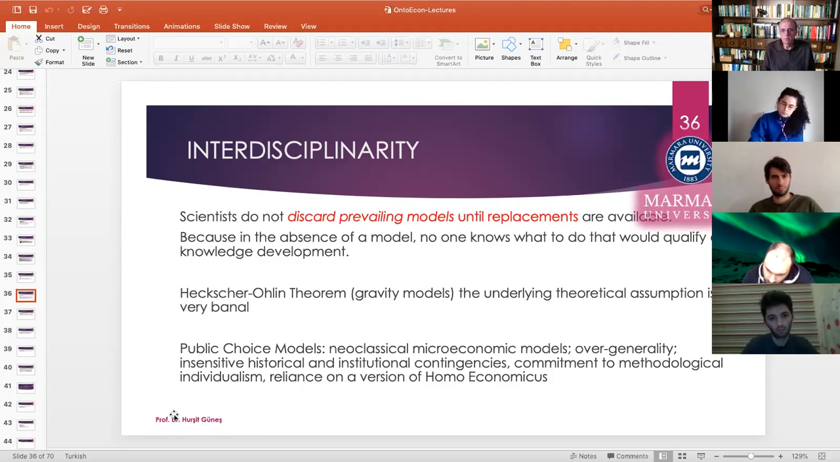Because in the absence of a model, no one knows what to do that would qualify as knowledge development. One example is the Heckscher-Ohlin theorem. All of you know about this theorem, the Marshall-Lerner conditions in international trade.